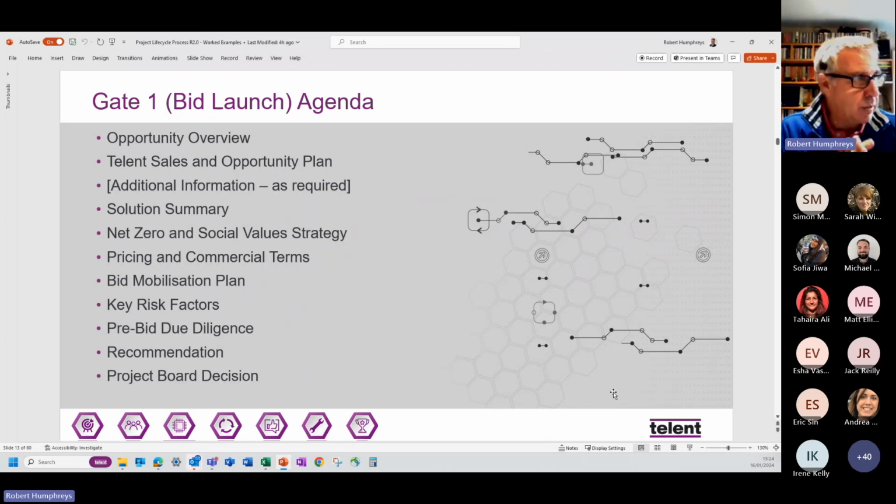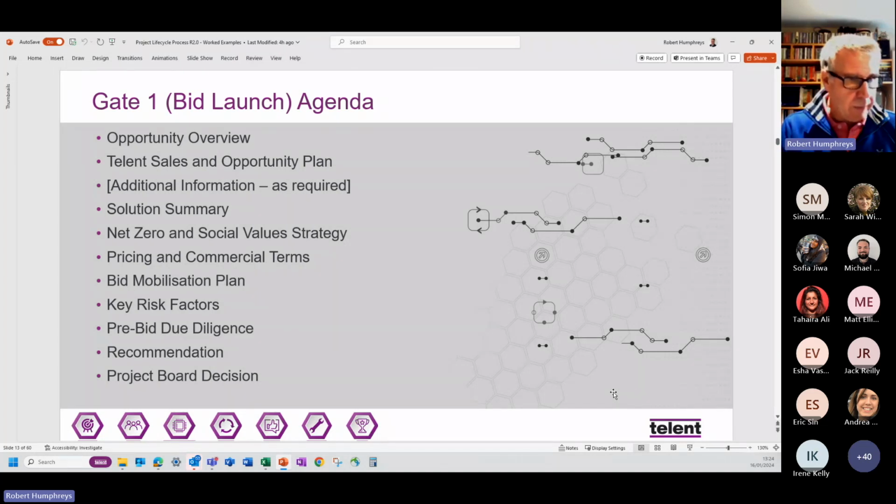It's not just a case of saying, can we go ahead and do the bid? We're already talking at this stage about making sure that the sales and opportunity plan has been updated. We've got a solution summary where there's a technical input required. We're now talking about net zero and social value strategy. That's becoming a really key part of what we do now, particularly on public service contracts. So that is now being looked at very early in the process. Pricing and commercial terms, making sure that's clearly understood. What's our bid mobilization plan?